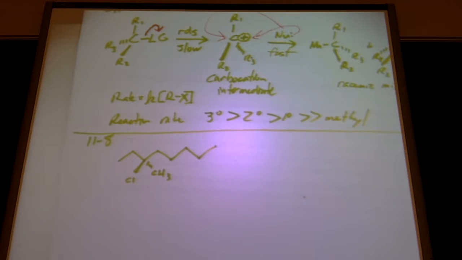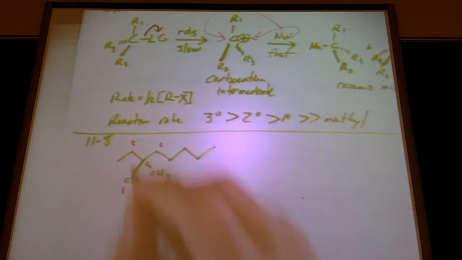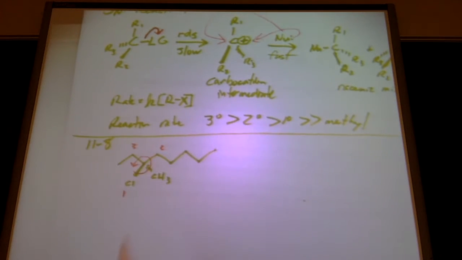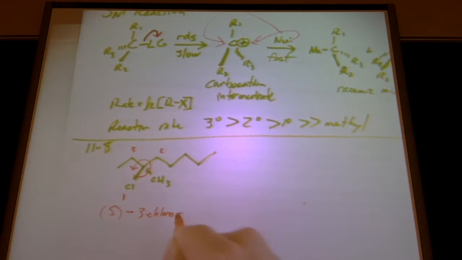So I'm going to assign priorities here. So here's 1, 2, 3. So my methyl group is my number 4 priority. So that is counterclockwise. So that is S. 3-chloro, 3-methyl-octane.